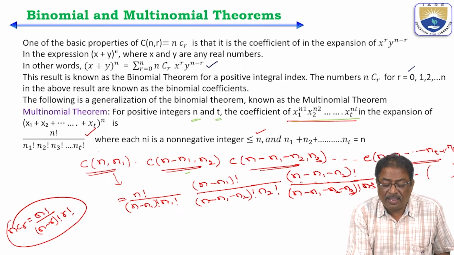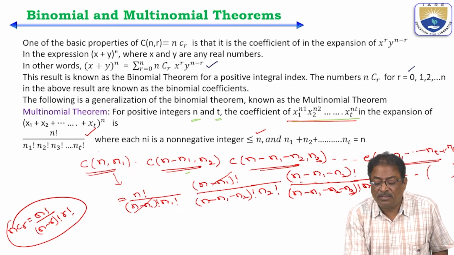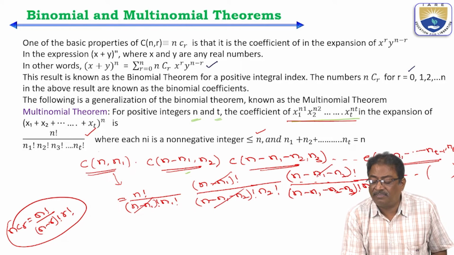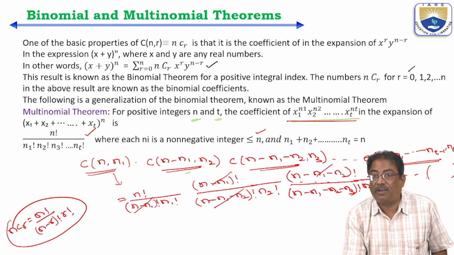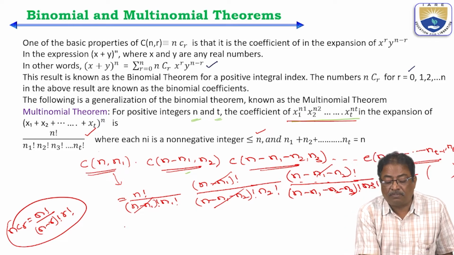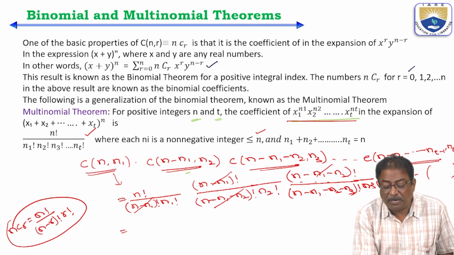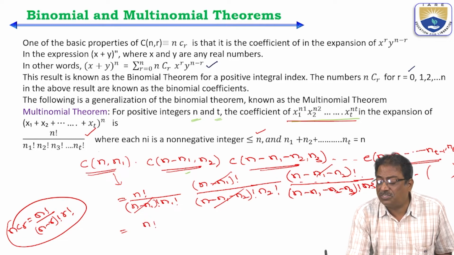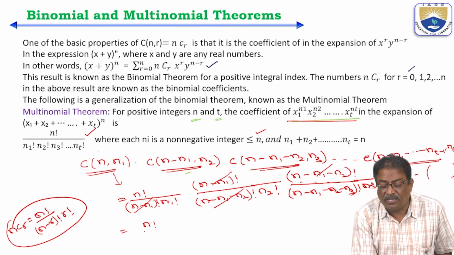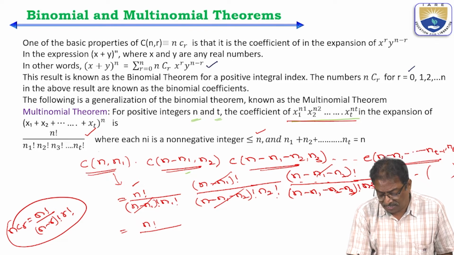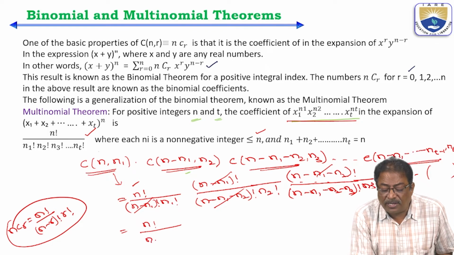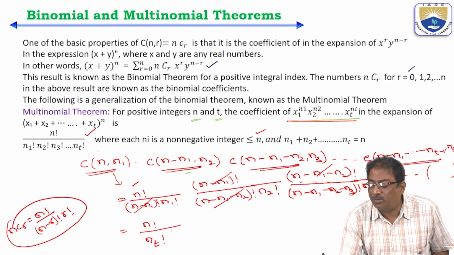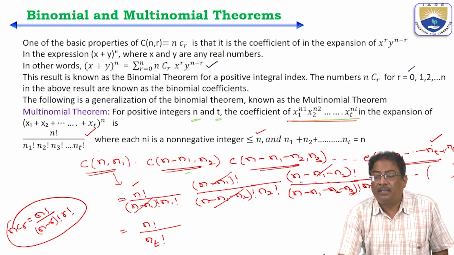Then here (n minus n1) factorial, (n minus n1) factorial, and this will get cancelled, and this also gets cancelled finally with the next successive term. So finally, what we are going to get is nothing but n factorial. This is the last term that we are going to get, n factorial by, all are going to be successively simplified. Then we are going to get nt factorial. Nt factorial we are going to obtain here at the end.